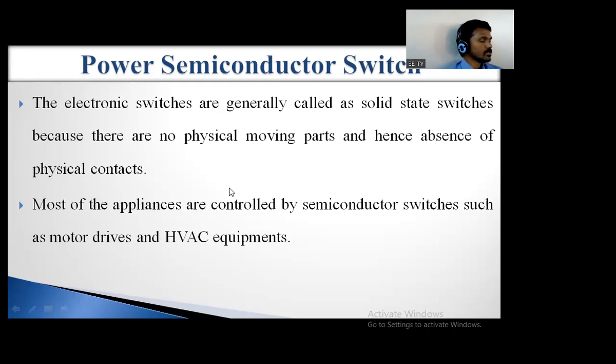Clear? Why are we highlighting this point? By using these power electronic semiconductor devices, we are going to control the speed of the machines. Clear? So whatever techniques we use with the power semiconductor devices can be called solid state control techniques.